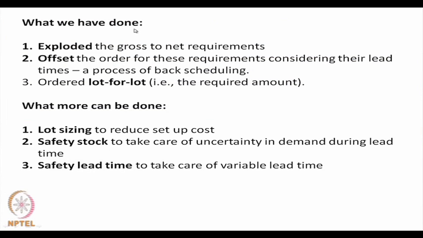So, what we have done so far is that we have exploded our gross requirements into net requirements, and offset the orders for these requirements considering their lead times, which is also known as back scheduling, and we have ordered for lot. You see, the lot size is not constant. What can be done is lot sizing to reduce setup cost. One can also have a safety stock to take care of uncertainty in demand during lead time, and one can also give a little more lead time as a safety, just 1 or 2 days more.